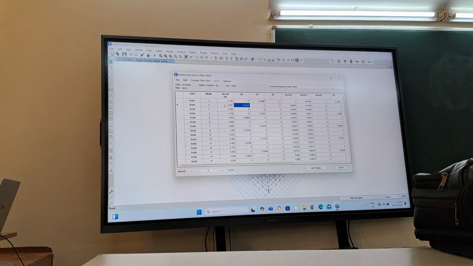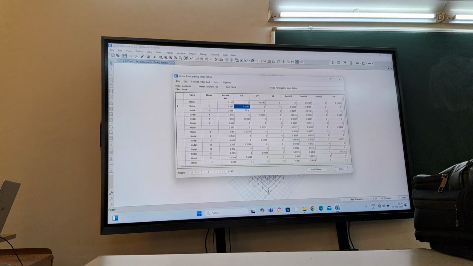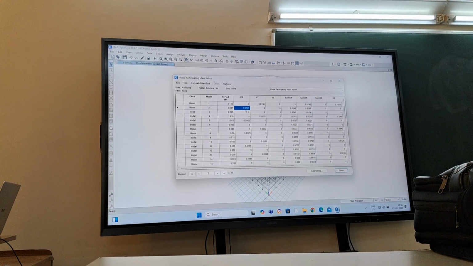Then the second mode is in the x direction, and again participation is more than 80%, so it is satisfying the criteria in x direction as well as in y direction.